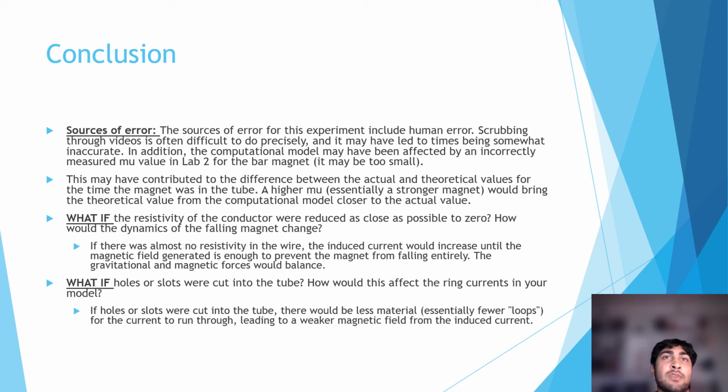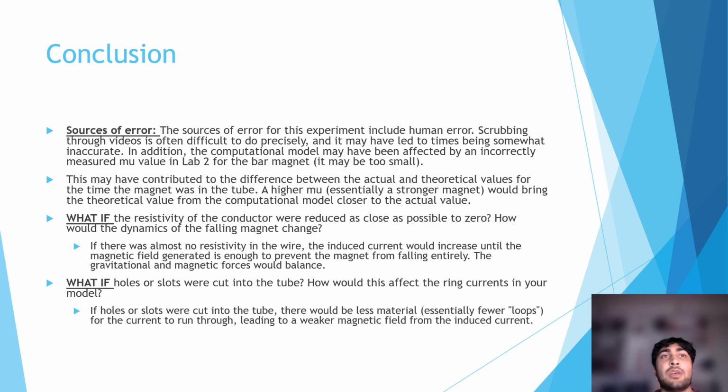Scrubbing through videos is often difficult to do precisely and may have led to times being somewhat inaccurate. I did attempt to verify this with a stopwatch, and that gave me slightly more accurate results, but there's still error present. In addition, the computational model may have been affected by an inaccurately measured mu value in Lab 2 for the bar magnet. It may have been too small. This may have contributed to the difference between the actual and theoretical values for the time the magnet was in the tube. A higher mu, a stronger magnet, would bring the theoretical value from the computational model closer to the actual value.